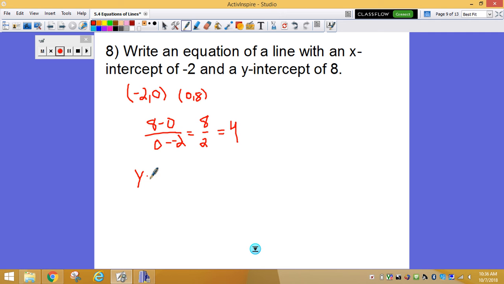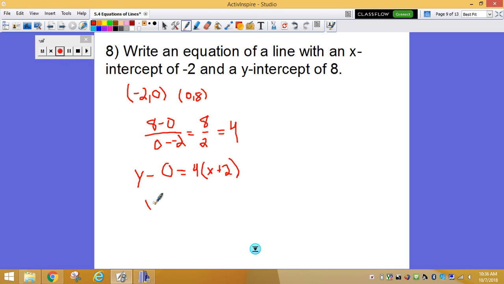So point slope is going to be y minus 0 equals 4, and then x, you're going to have minus -2. I'm going to go ahead and change it to plus 2. Right? You would have had minus negative, which changed to plus. So that's your point slope.